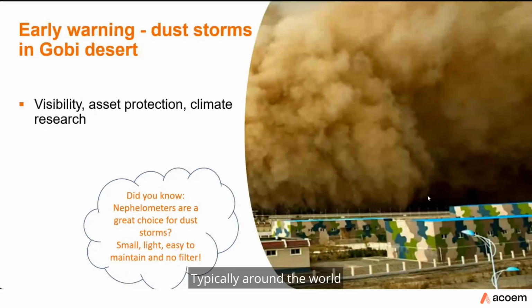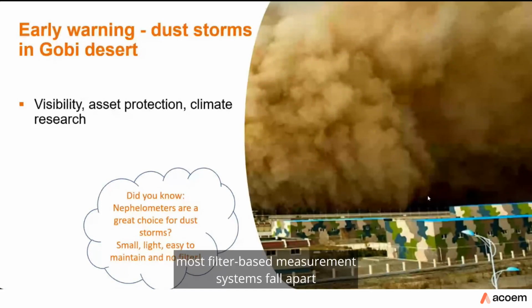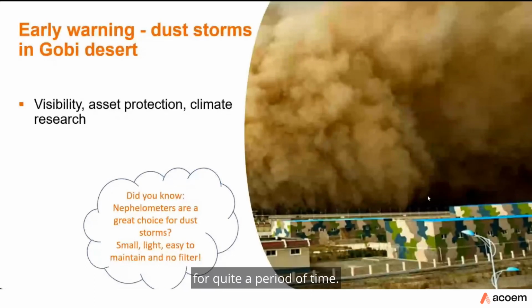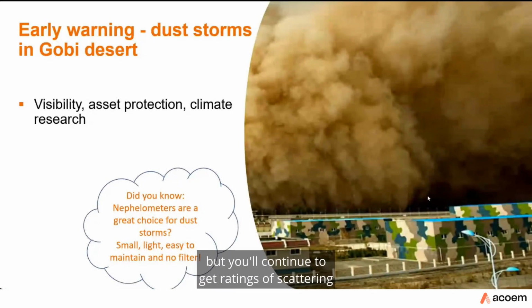Typically around the world, in areas where there is a dust storm, most filter-based measurement systems fall apart because the filter gets loaded and you stop getting measurements. The nephelometer can read some very high measurements for quite a period of time. It might need a clean out the next time somebody's out there, but you'll continue to get readings of scattering well after most instruments have stopped reading in a dust storm.